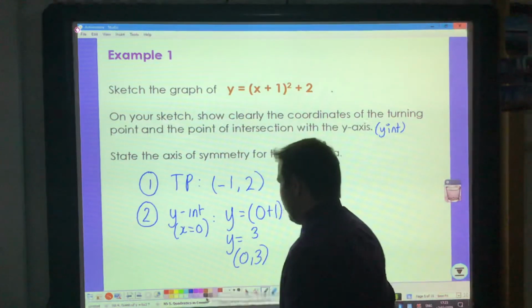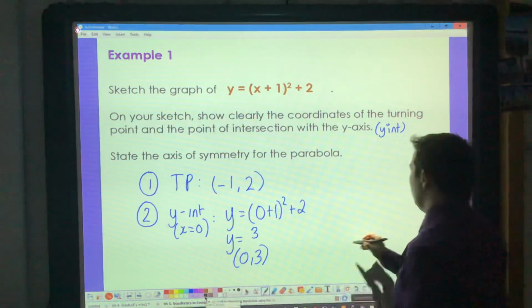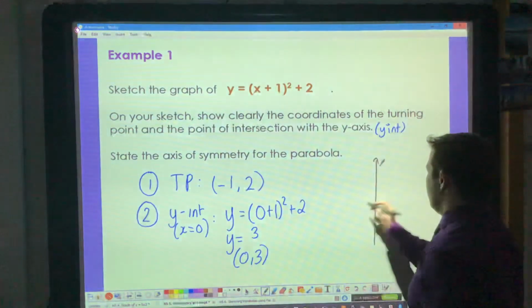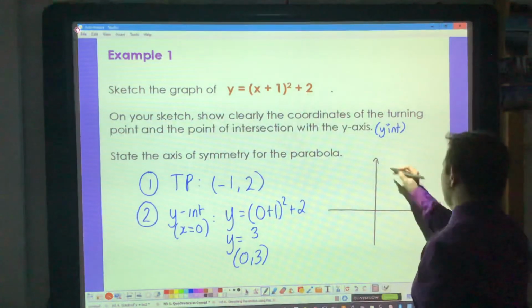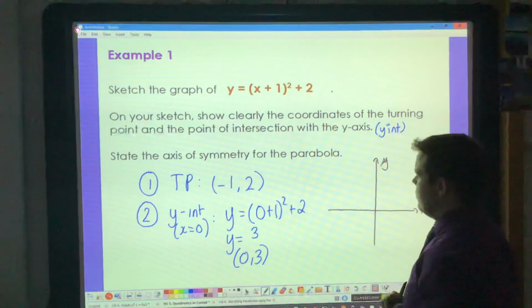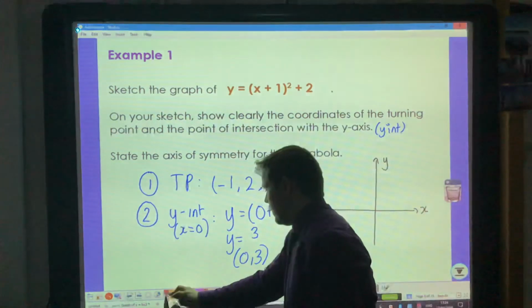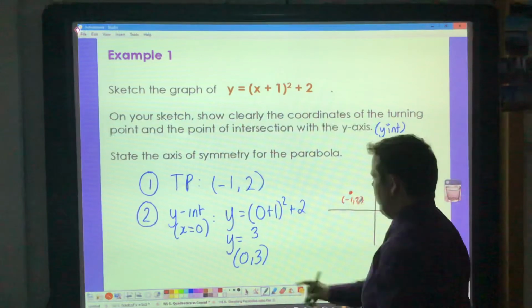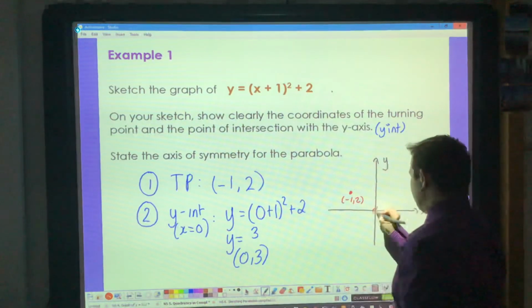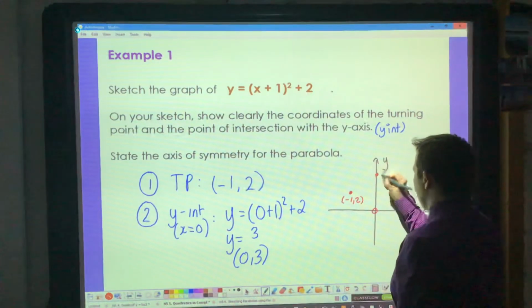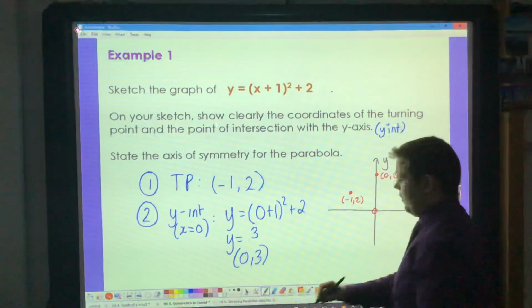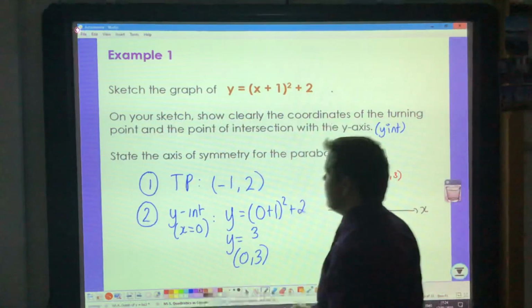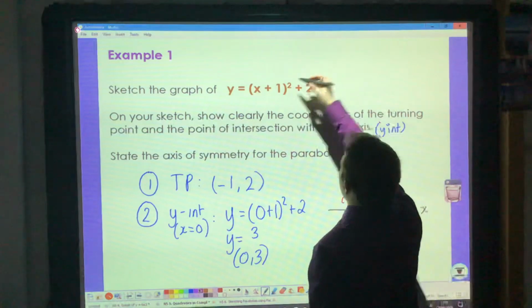And what we've got to do now is basically draw it all. So I'm going to draw coordinate axes. So x and y. Turning point, -1, 2. 0, 3. So if that's 0, 0, 3 is above there. And to finish off your question, we've got a parabola shape now. We've got this kind of shape.